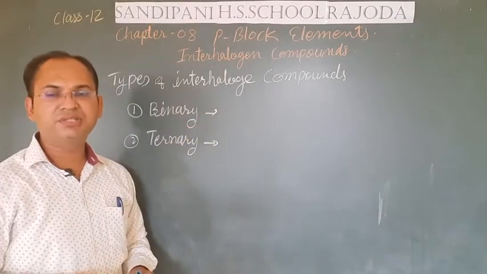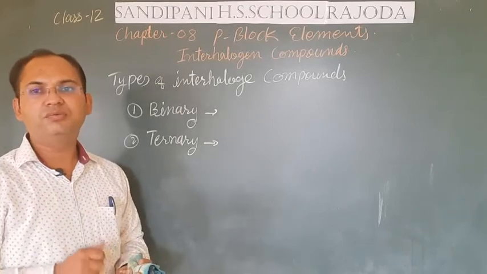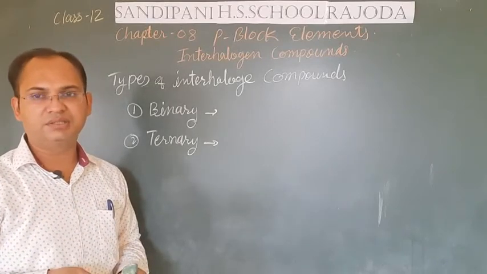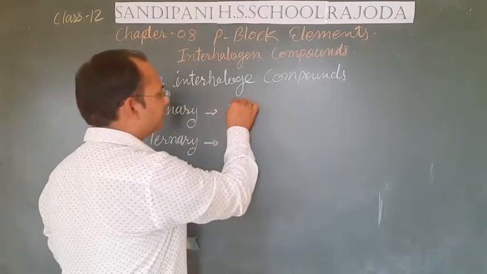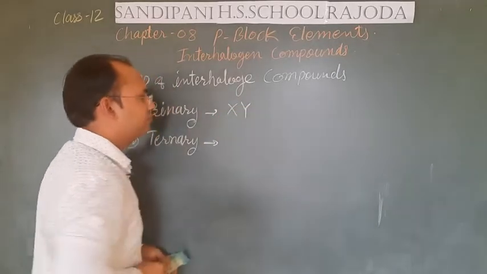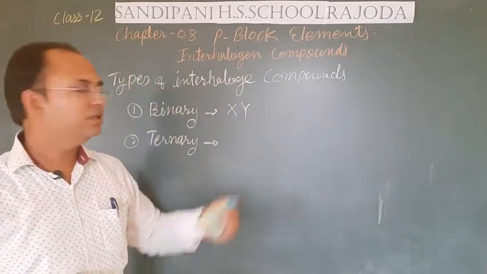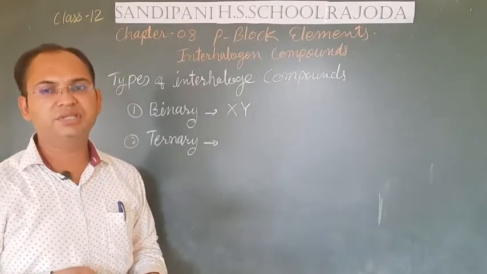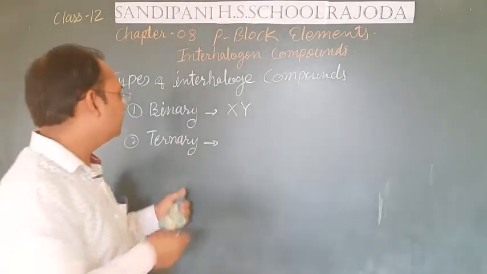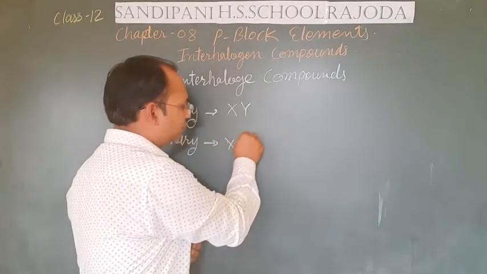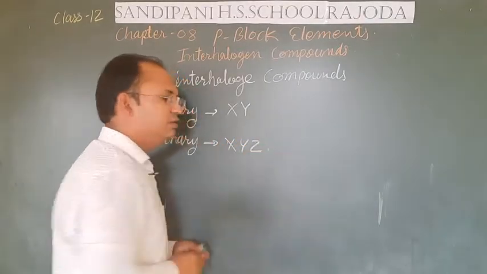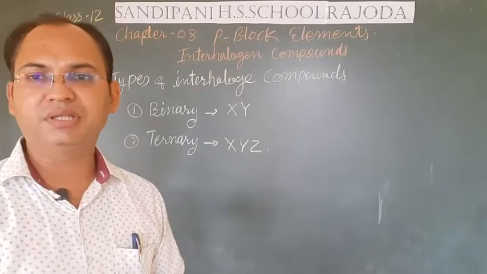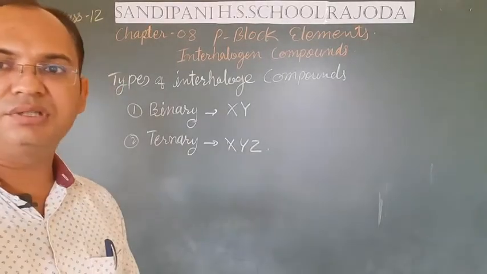In binary, students, only two halogens combine together. For example, X and Y. So in XY type only two halogens are there, but in ternary type X, Y and Z, three halogens combine together to form the interhalogen compounds.